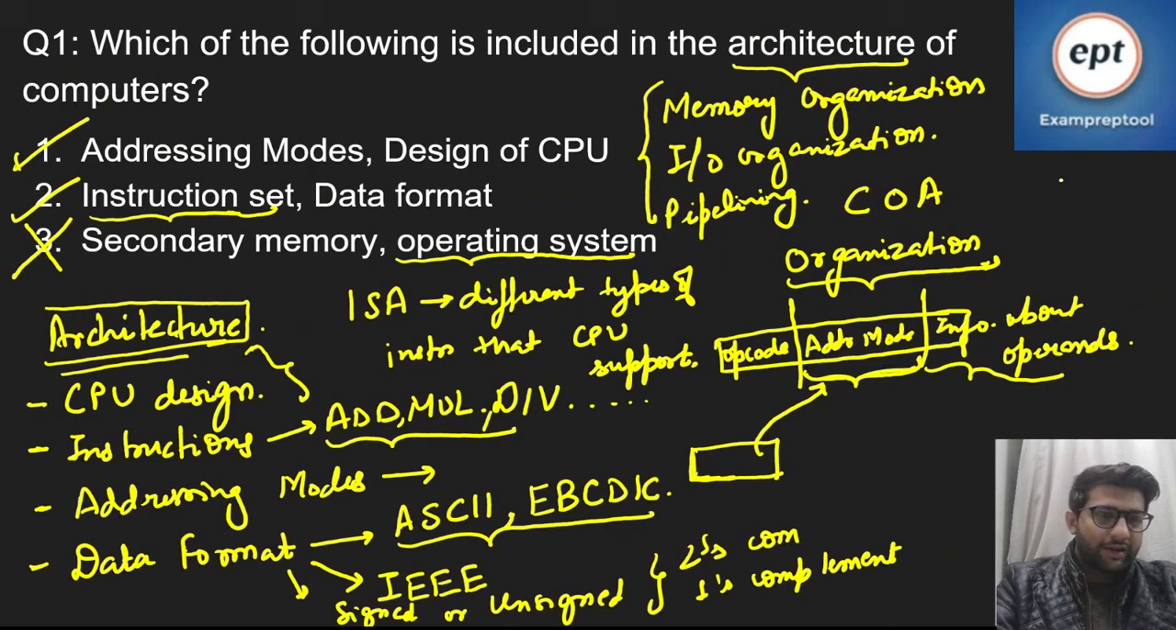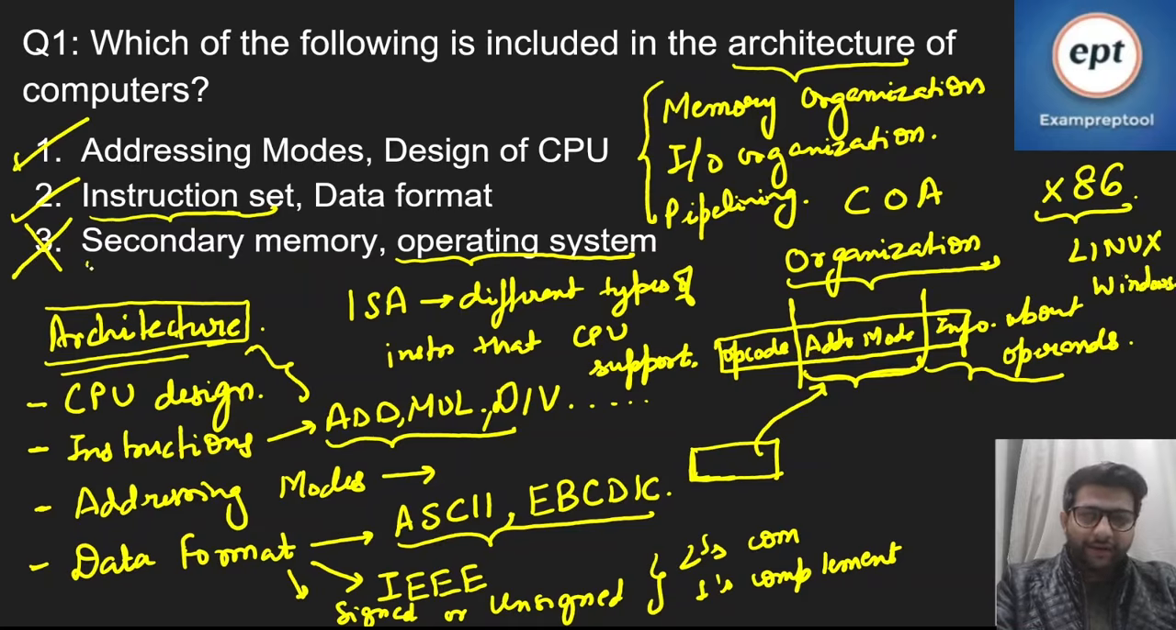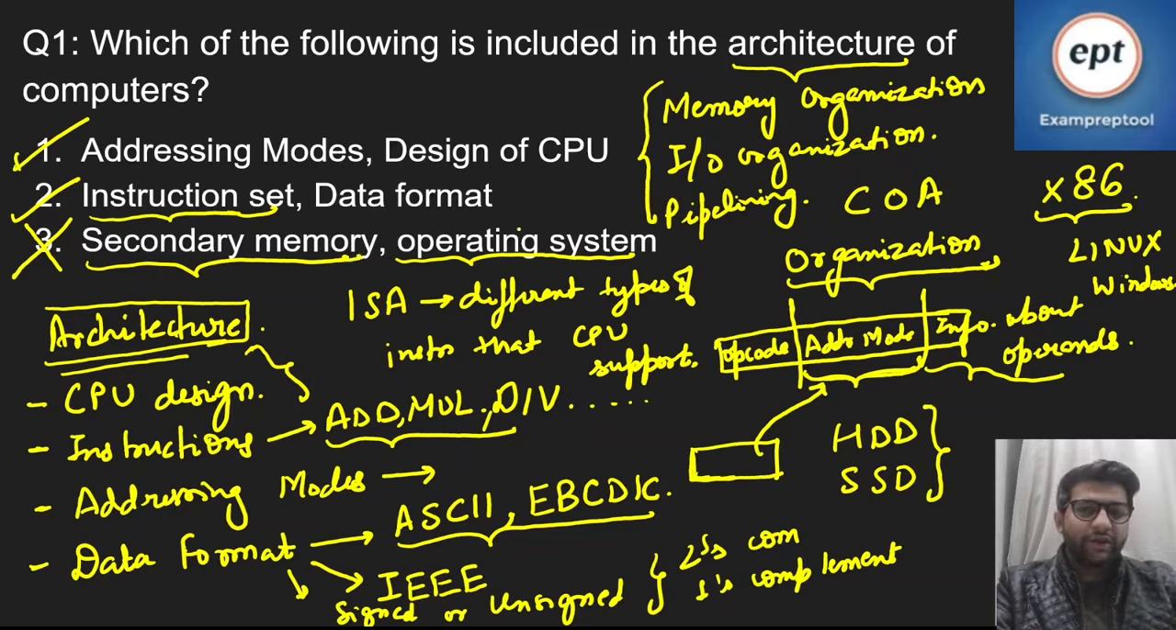So let's say you have an x86 architecture, right? So you can run the Linux operating system on it, and you can also run the Windows operating system. So this is not a part of the architecture. And secondary memory also, you can have a HDD, a hard disk, or a SSD. You can have any of these on the same architecture of the computer. So secondary memory is also not part of the architecture of the computer, right? And what are part of organization? The memory organization, IO organization, and the concepts by which we can increase the efficiency of the computer, like the concept of pipelining, right? So you have to just revise what is architecture, what is organization, and what all constitutes the computer architecture and what all constitutes the computer organization, right?